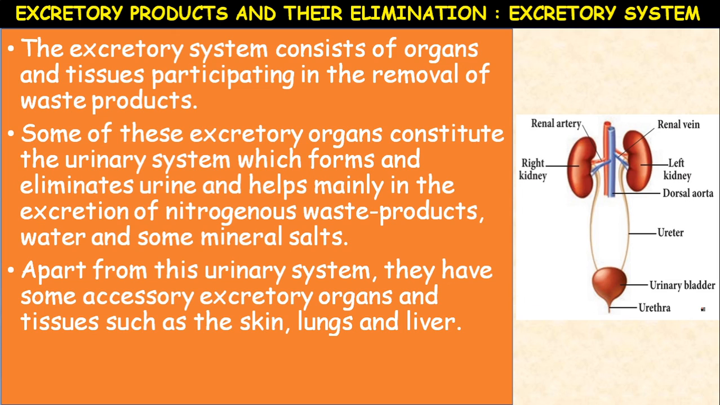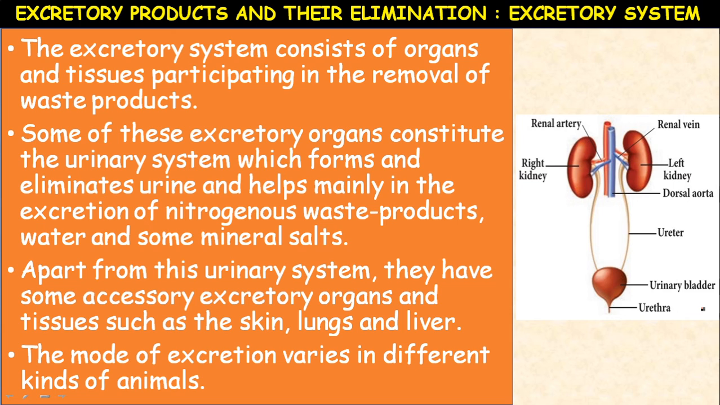Okay, depending upon the habitat in which they live, depending upon the metabolism and the production of metabolites, the excretory system and the organs involved in it, the process of excretion varies from organism to organism. Okay, so here the kidneys, excretory system: a pair of kidneys, ureters and urinary bladder together form the excretory system. The mode of excretion varies in different kinds of animals.